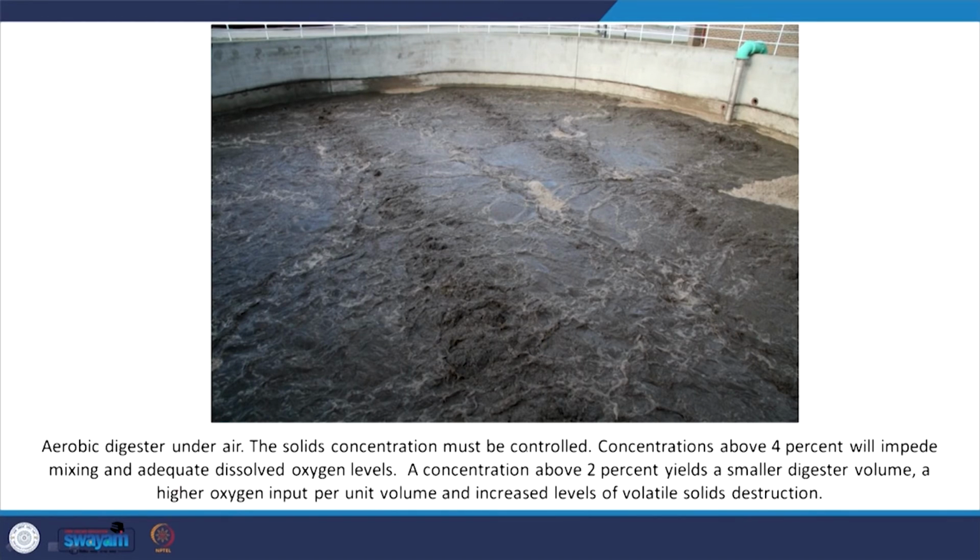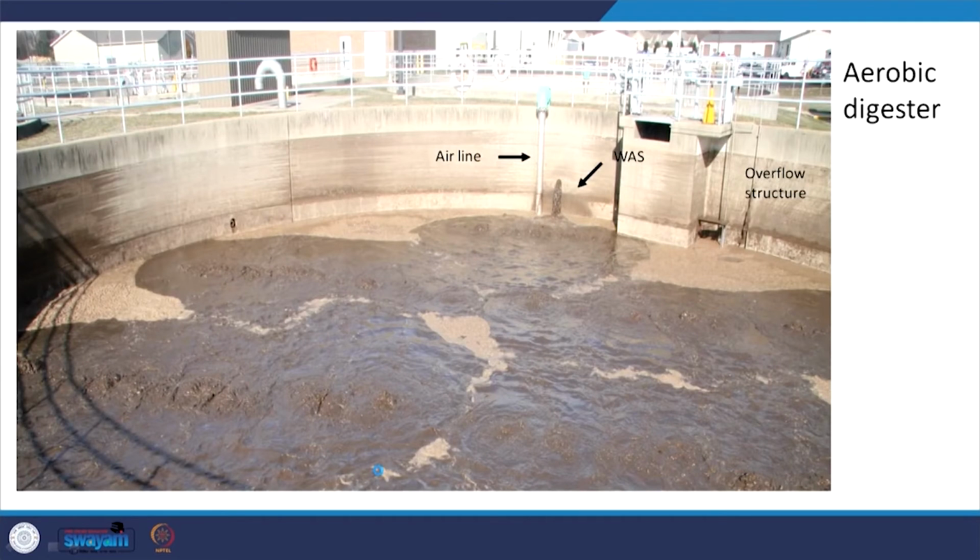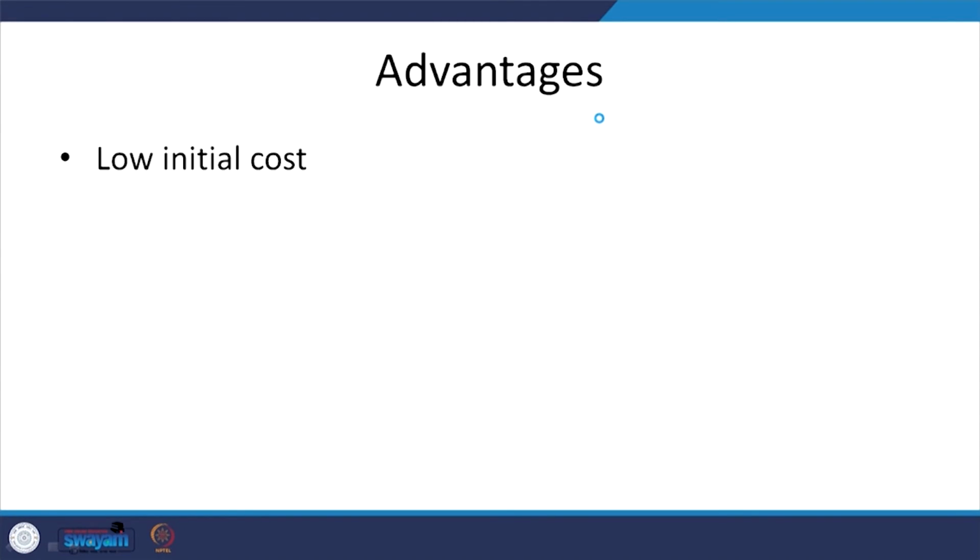The solids concentration must be controlled, that is something that we always know. Concentrations above 4% will impede mixing, and adequate dissolved oxygen levels might not be maintained, let us see, if the solids concentration is too high, that is something to know, right. So, these are general aspects. Again, this is an aerobic digester, not a typical activated sludge process. So, you see the air line, waste activated sludge that is coming in for recycle to maintain the relevant microbial activity at the relevant concentration. So, evaluation, what are the typical advantages?